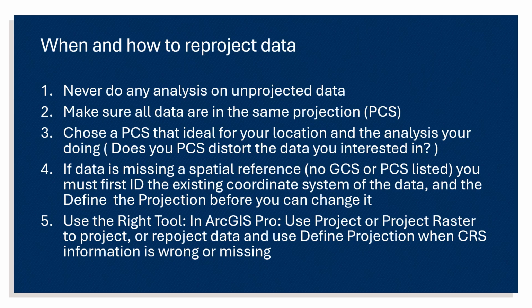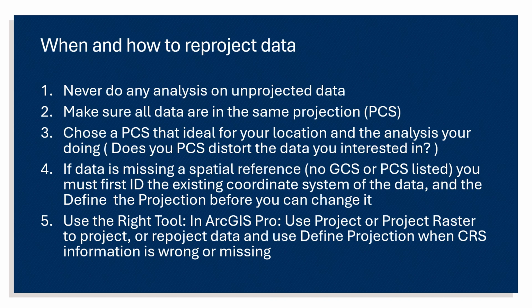If you're in different PCSs, that creates a whole slew of mathematical difficulties that can be avoided simply by not doing that. So choose a PCS that's ideal for your location and the analysis that you're doing, and then put everything into that coordinate system. If data is missing a spatial reference, which does happen sometimes, in other words, it doesn't have any listed GCS or PCS, the first thing you have to do is figure out what it is.